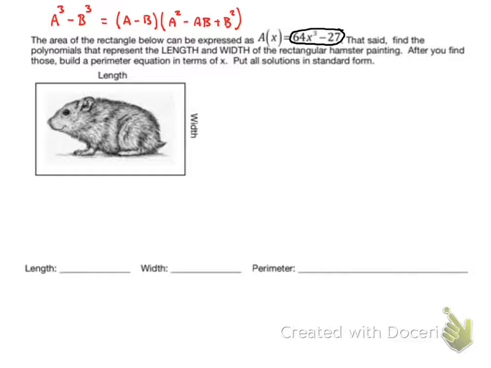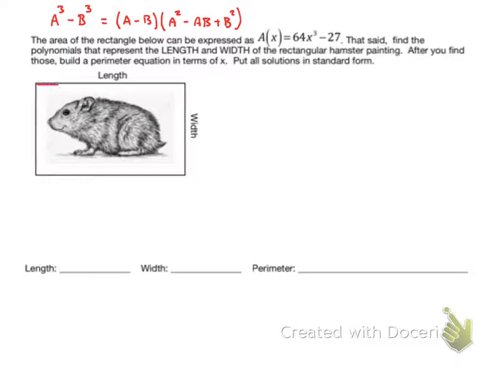Math 3 Study Guide, Unit 1, Additional Skills section. So let's begin by reading the problem, get an idea of what they're asking for. It says the area of the rectangle below can be expressed as A of x equals 64x cubed minus 27. That said, find the polynomials that represent the length and the width of the hamster painting below.